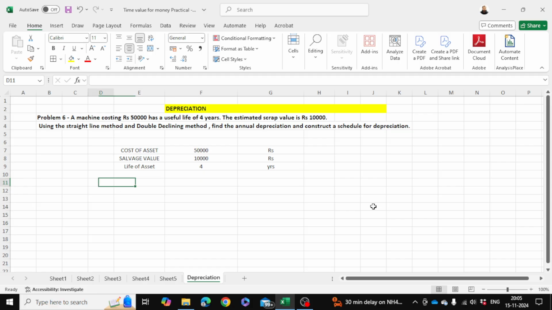Okay, now for this you can use a table. So first thing, you have to take year, right, cost of an asset, you can take, then book value you have to calculate at the end of each year. So two methods we will be going to use here, SLN method, that is straight line method.